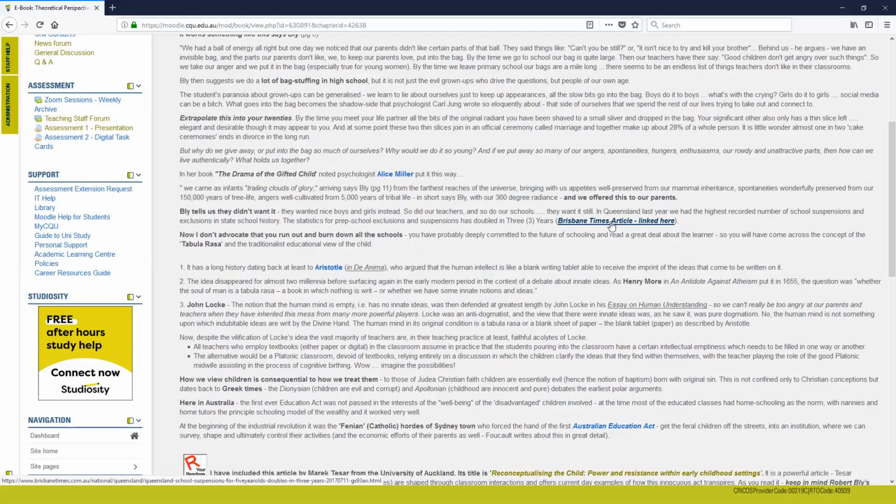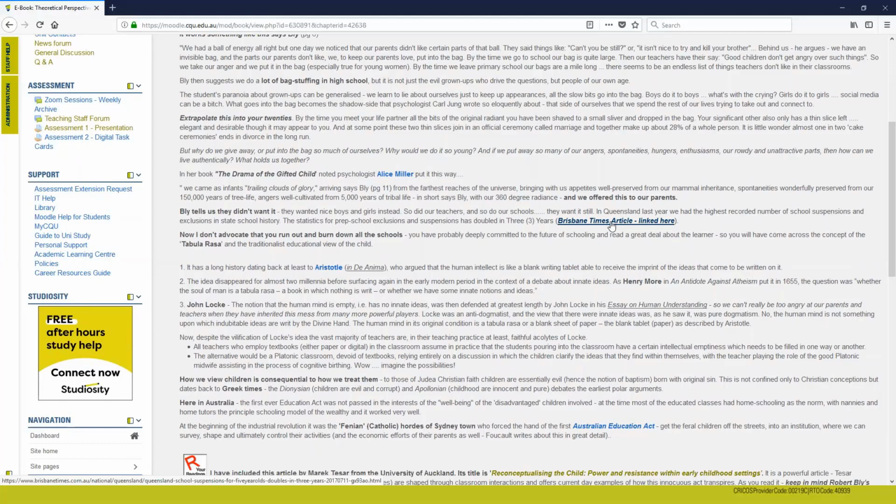The Brisbane Times article shows us that suspensions and expulsions in prep, year 1 and year 2 are at an all-time high. So what do we do? Do we burn down schools? Do we say these are harmful to children? In fact, we don't. What we do is we enrol in a teacher education course and we change the way teaching is done.